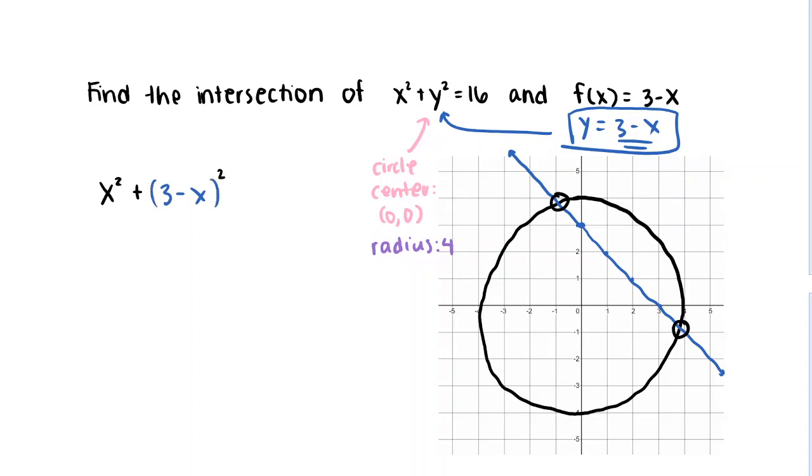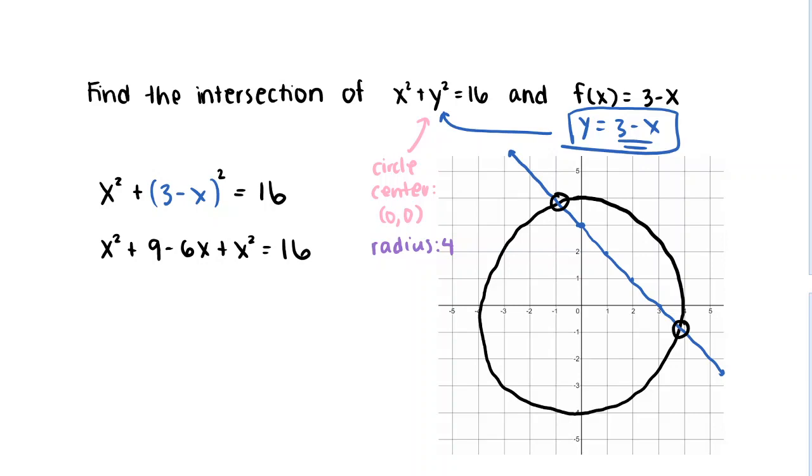Right, so y squared is equal to 16. So if we could solve this equation, then we'll find the x values of these points. Here, I can solve this like a typical quadratic equation. I can try and use the quadratic formula if necessary. And so here we've got x squared plus 9 minus 6x plus x squared if we expand that out.